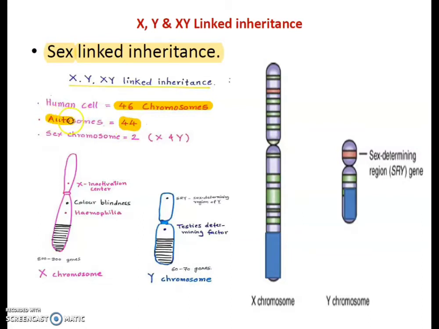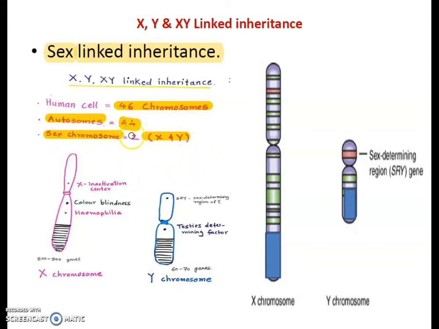Autosomes means the chromosomes that decide the body characters. For example, the hair, nose, color of eyes, kidney, as well as lungs, etc. All these are determined by autosomes, while two chromosomes are sex chromosomes, X and Y. In male, both X and Y chromosomes are present, and in female, two X chromosomes are present.